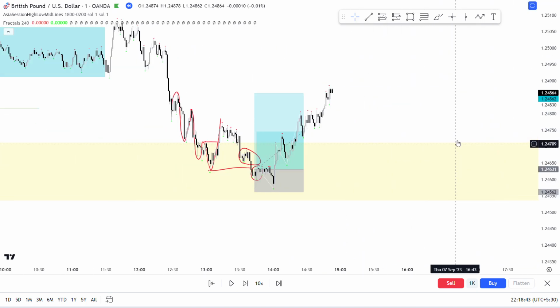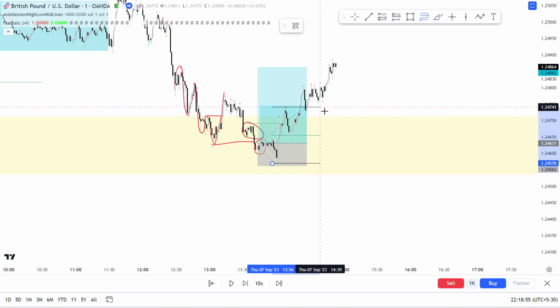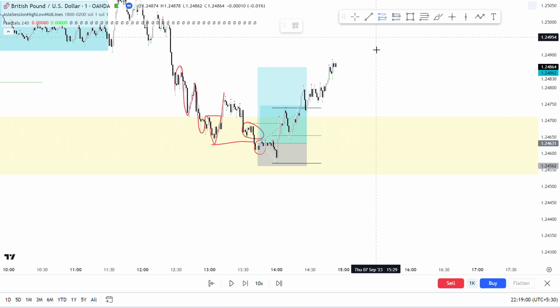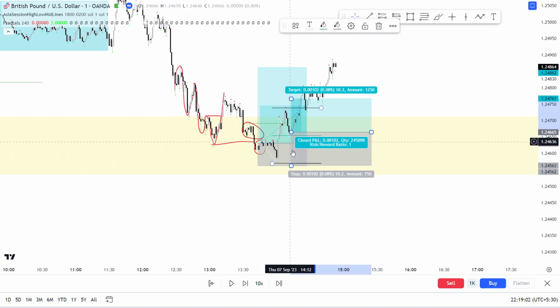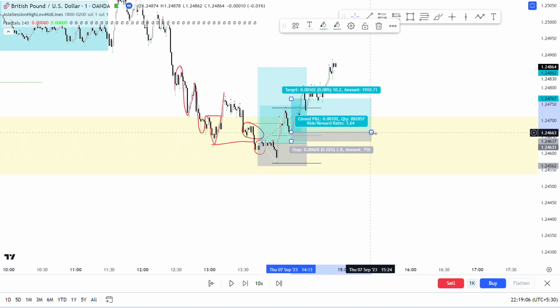And again, for the scaling entry, this is the break of the structure. After the break of the structure, we can use the Fib. At the 50%, we just got the doji candle. At the doji candle, I entered again for the scaling, with the stop loss just below the doji.